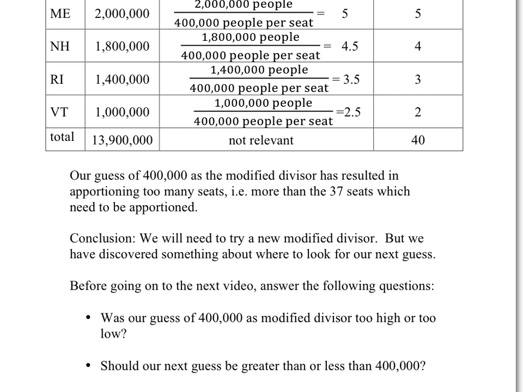But that was not a waste of time, what we just did. Finding out that 400,000 didn't work, and finding out how it didn't work, does actually tell us something about where to look for our next guess. So before going on to the next video, answer the following questions. Was our guess of 400,000 as modified divisor too high or too low? And therefore, should our next guess be greater than or less than 400,000?